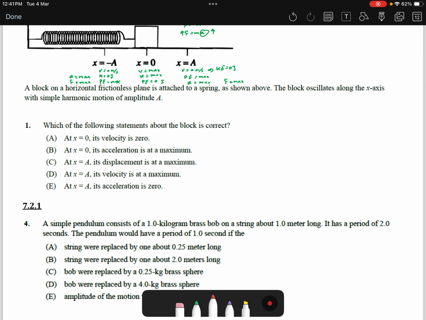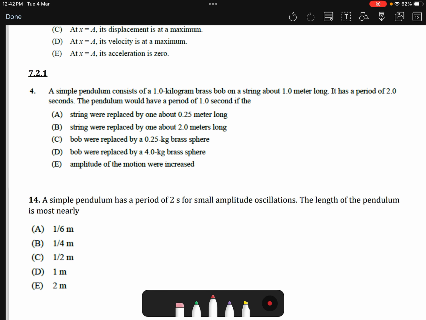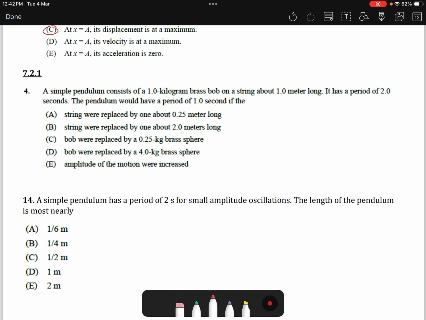C, at x equals A, the displacement is maximum, which is right, yes. We know that A is the amplitude, which is the maximum displacement. Now, next question, let's go to question number 4. Actually, it is the second in order, but the fourth question in topic 7.2.